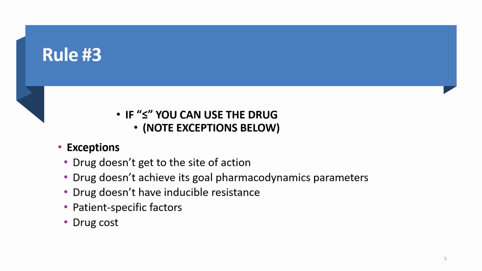Rule number three says that if the antibiotic is reported sensitive, that is MIC is lesser, you can still use the drug, except in cases where the drug does not get to the site of action, the drug doesn't achieve its pharmacodynamic parameters, the drug has inducible resistance, there are patient-specific factors that limit the use of the drug, and drug costs.